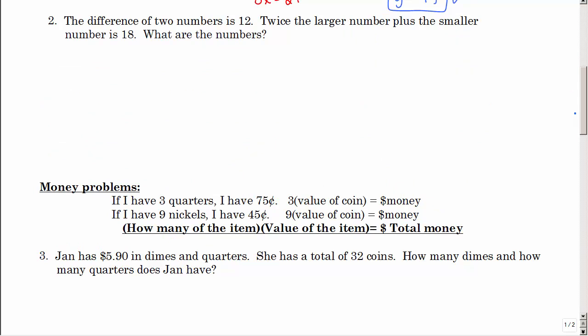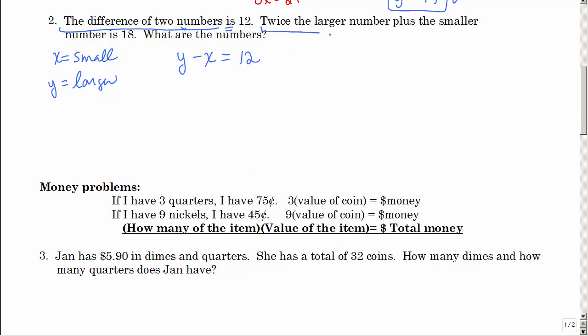The difference of 2 numbers is 12. Twice the larger number plus the smaller number is 18. What are the numbers? So I'm going to use the same setup. I'm going to let x be my small one and y be my larger one. Now when I say the difference, that means I have to subtract. And when you first learn to subtract, didn't you always take the larger one minus the smaller one? That's what I'm going to do. The larger one minus the smaller one is 12. So the difference is 12.